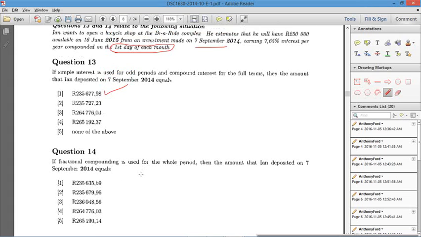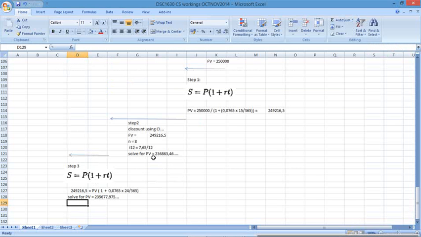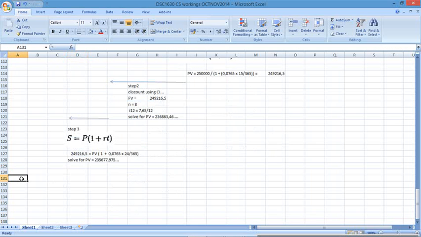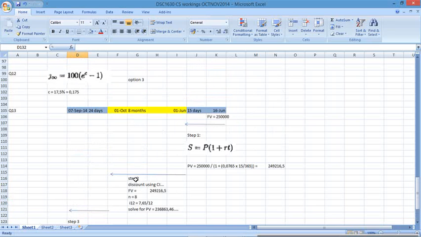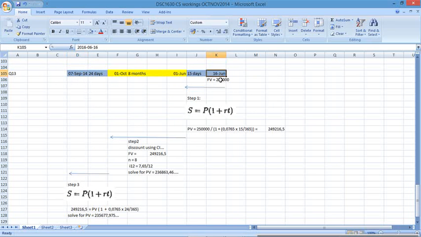14 is a follow-on. They say if fractional compounding is used for the whole period, then the amount that Ian deposited on 1st September equals. So again, work out the present value, based on fractional compounding. Let's work that out. That was 13, this was 14. I know what the future value is, 250,000. I need the number of days from 1st September 2014 to 16 June. You're going to need a calculator for this. Let's work it out quickly for you.